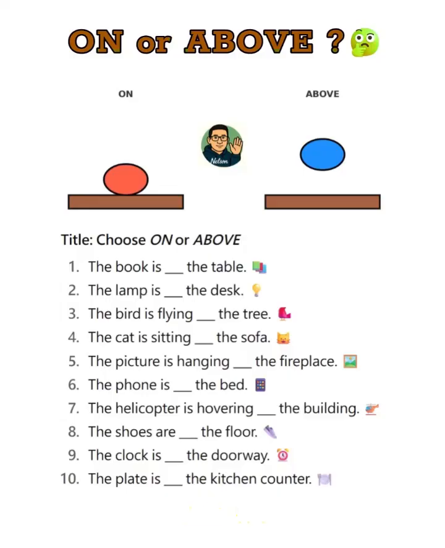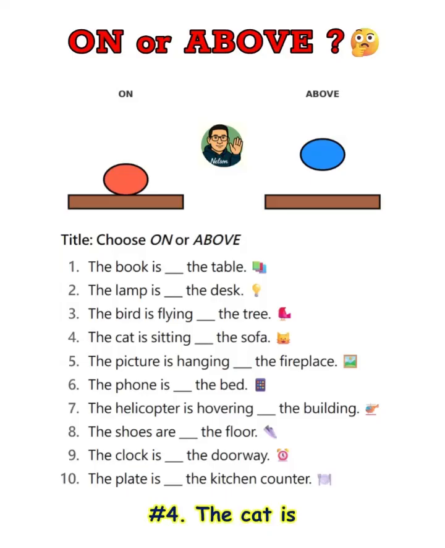Number 3, the bird is flying blank the tree. Should we use on or above? The bird is higher than the tree but not touching it, so the answer is above. The bird is flying above the tree.